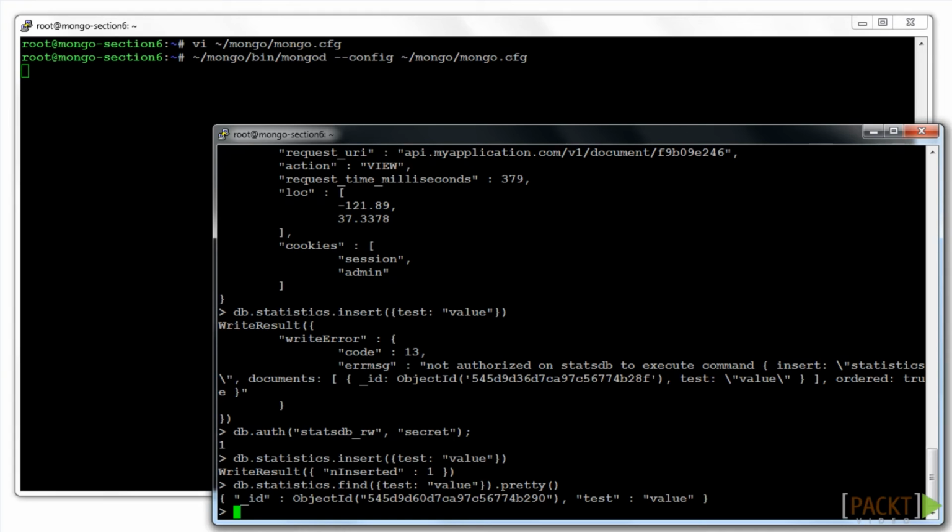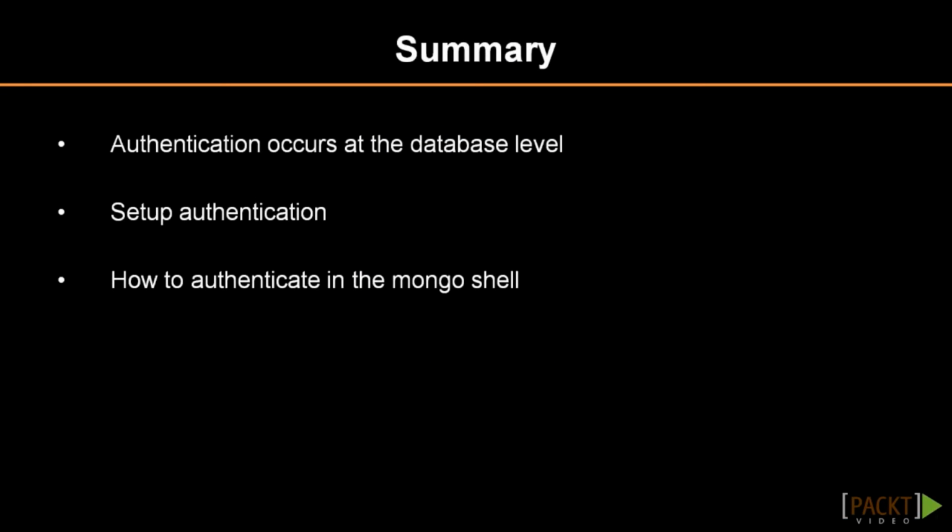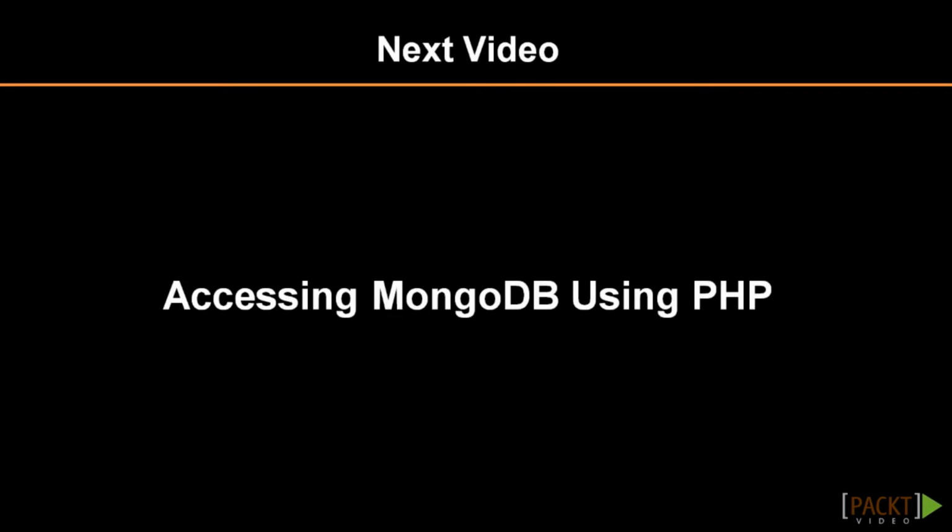Similarly, the user management role should be carefully administered. This video introduced authentication, which occurs at the database level. The process to set up authentication was illustrated, and how to authenticate at the Mongo shell was demonstrated. The next video will show how to use PHP to access MongoDB.